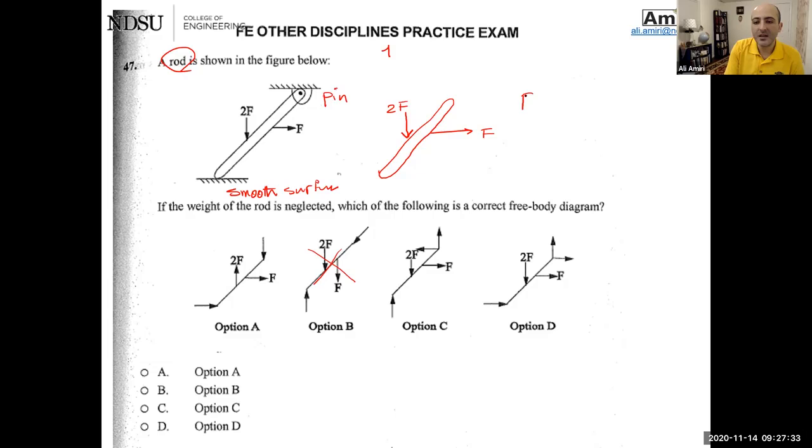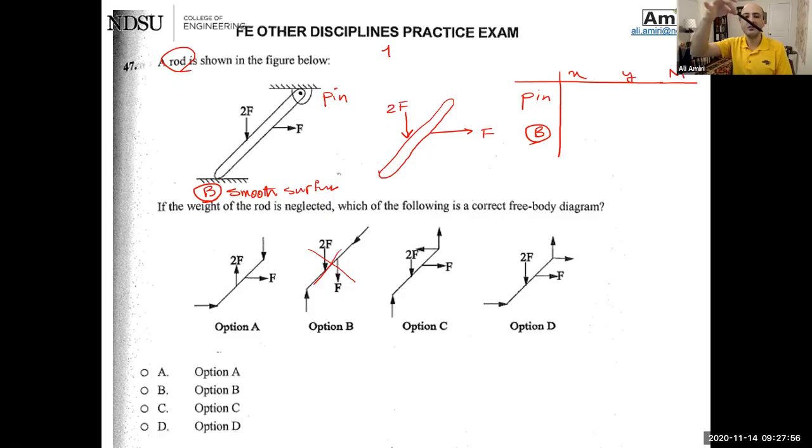So let's make a table really quick here. Pin. And let's call the smooth surface B. Easier. X, Y, M. The question is, does it move? So let's look at the pin. The pin is like if you hold your pen in your hand with 2 fingers like this. Your pen can easily rotate around your finger where you're pinning it, but it cannot go up or down if you're holding your hand steady.